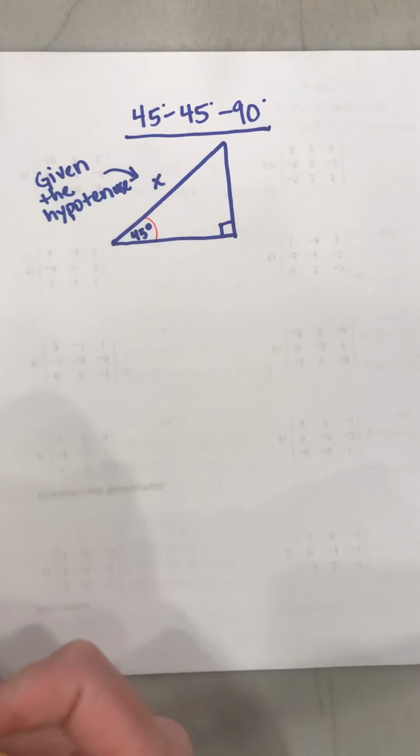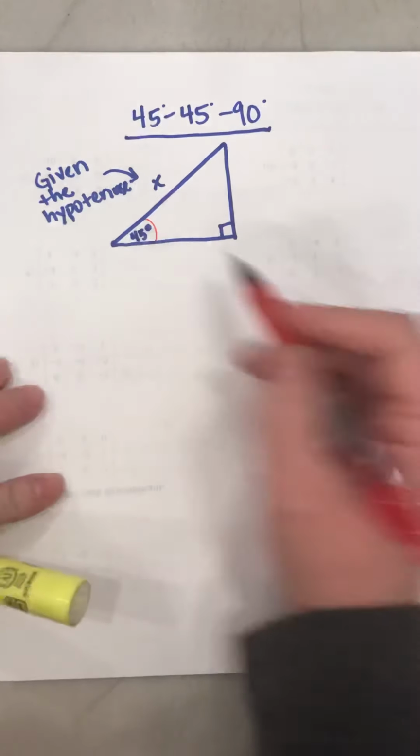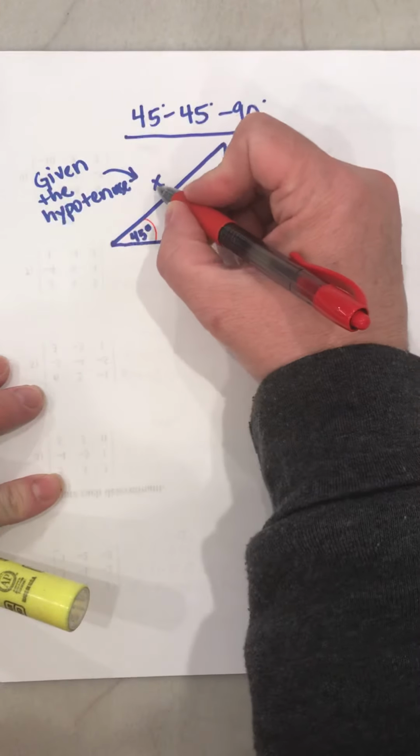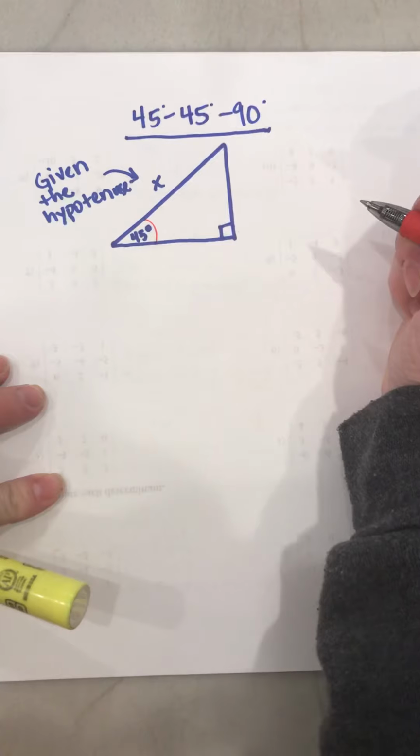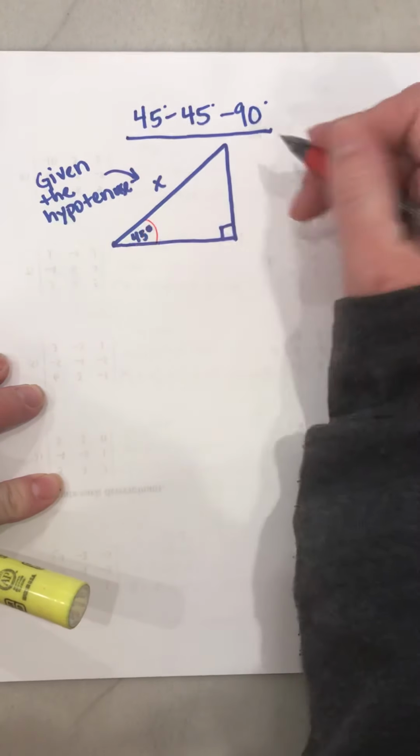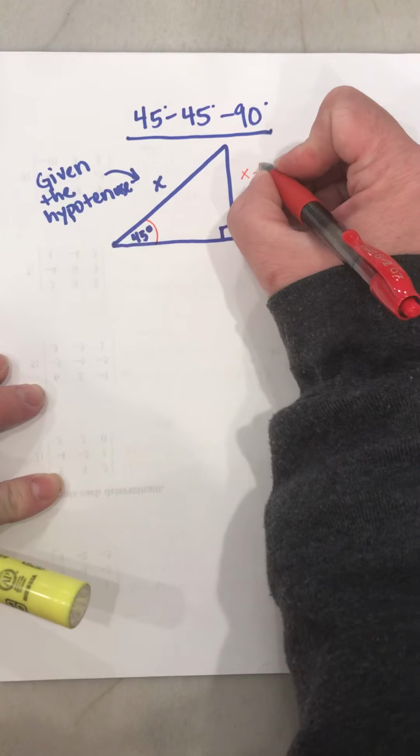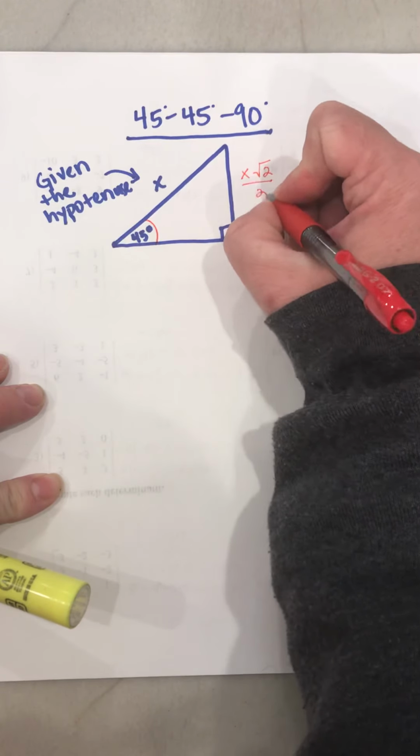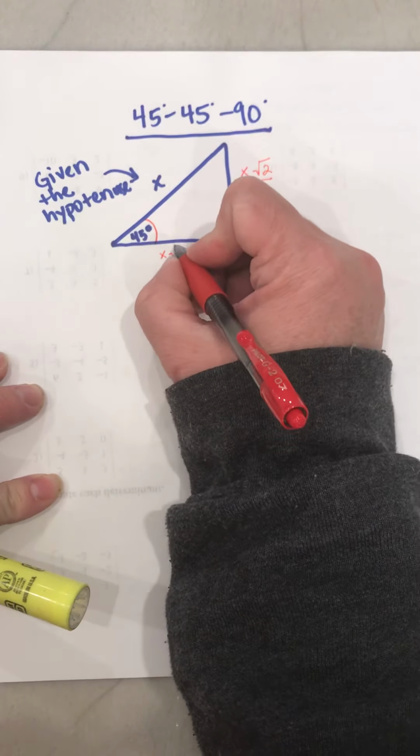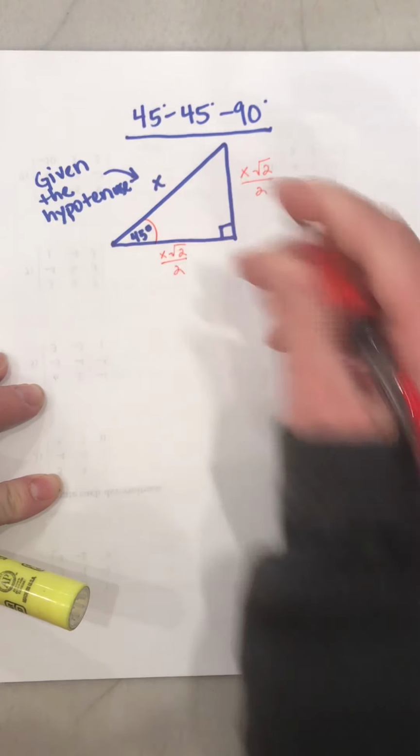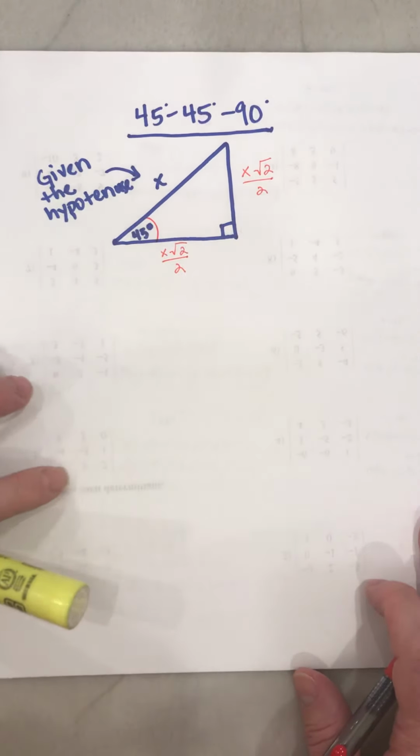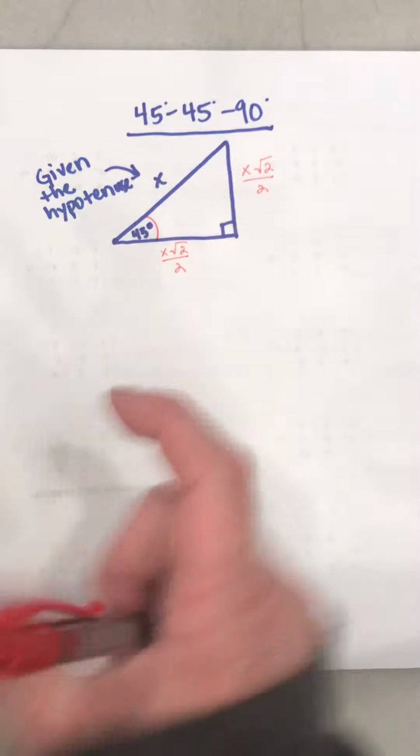Okay, we're going to look at two different ways to do 45, 45, 90-degree triangles. One is if you're given the hypotenuse. So we're going to make the hypotenuse x. If you're given the hypotenuse, here's how you find the legs: x times radical 2 over 2. And we're going to do this so you don't have to rationalize the denominator. That might help a little bit.